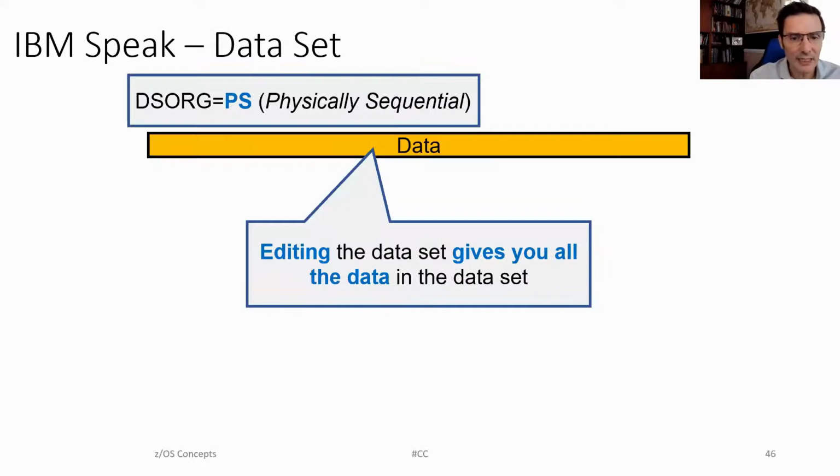The next thing we're going to talk about is some types of data sets. There's a data set called a physical sequential, though most people just call it a sequential data set. The idea of a sequential data set is what you would think of as a file on an operating system. I open up the file and can see the entire beginning and end of that data set. If I'm in the editor, I can scroll all the way down and see the very end and the very beginning. It gives you all the data right away.